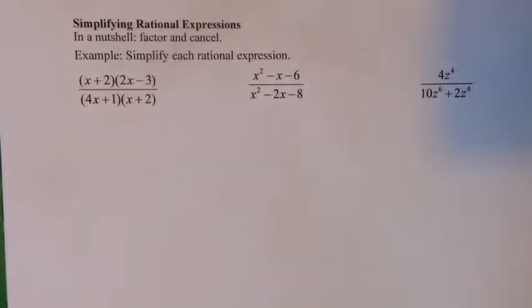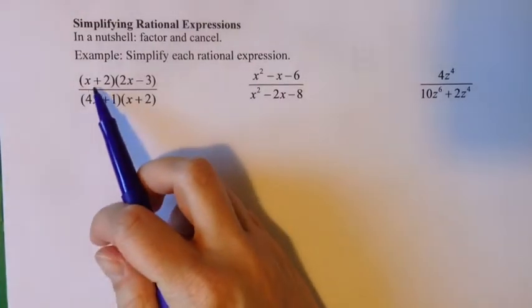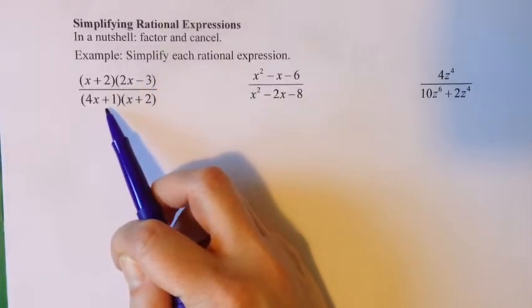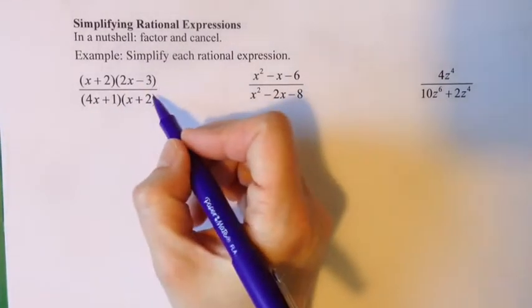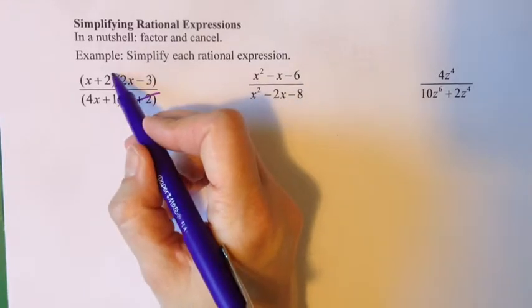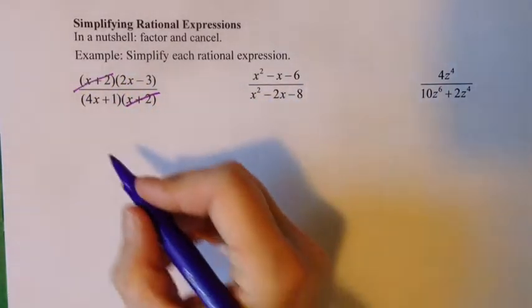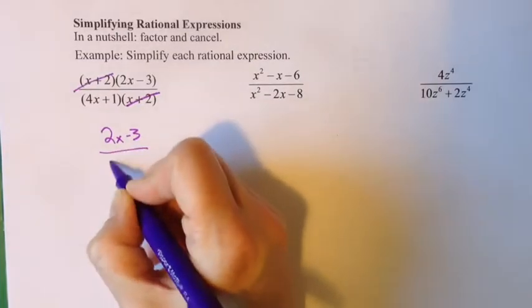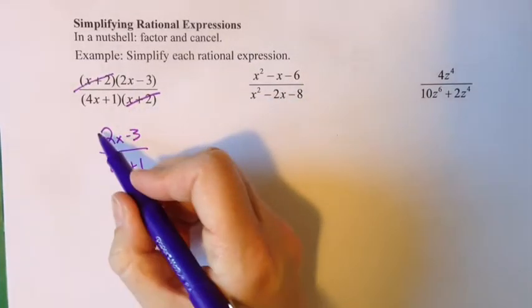In this first example, the factoring has already been done, so all we need to do is see if there are any common factors that can cancel between top and bottom. The top has an x plus 2 and a 2x minus 3. The bottom has a 4x plus 1 and also an x plus 2. That means that I can cancel out the x plus 2, since there's one on top and one on bottom, and then I'm left with 2x minus 3 on top and 4x plus 1 on the bottom.